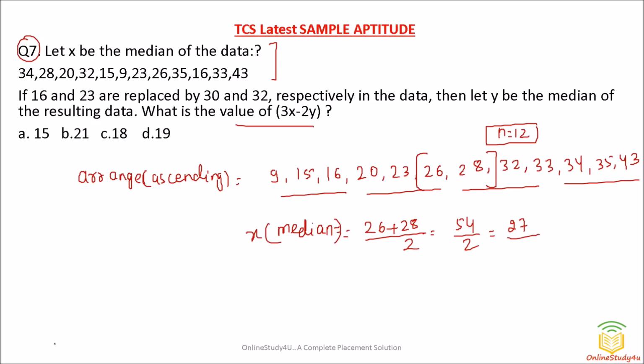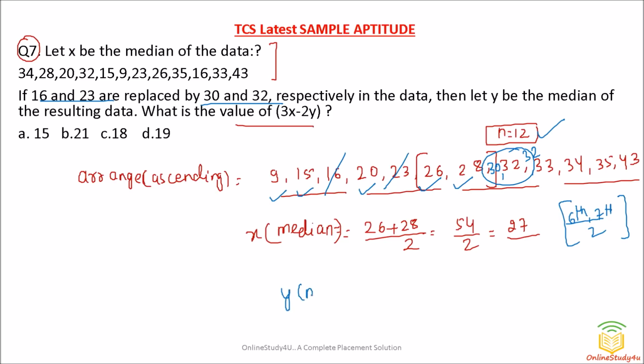Now friends, we are going to replace 16 and 23. That means 16 will no more be there and 23 will no more be there. Now 30 and 32 will come extra. 30 we did not have earlier, so 30 and 32 will be one more. Number wise it will not change. So again the 6th and 7th terms divided by 2 will be our median. Let us calculate the 6th and 7th terms. 1, 2, 3, 4, 5, the 6th and 7th will be 30 and 32.